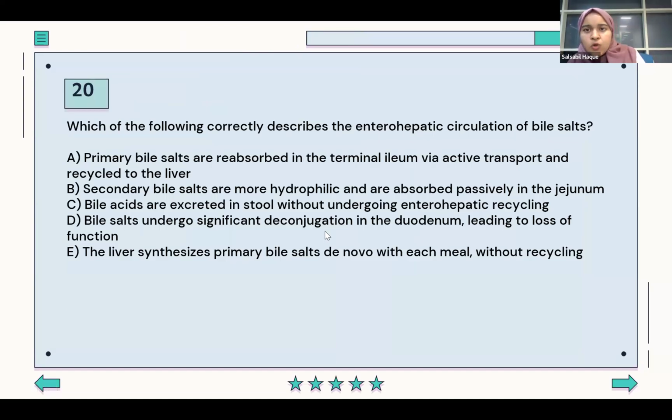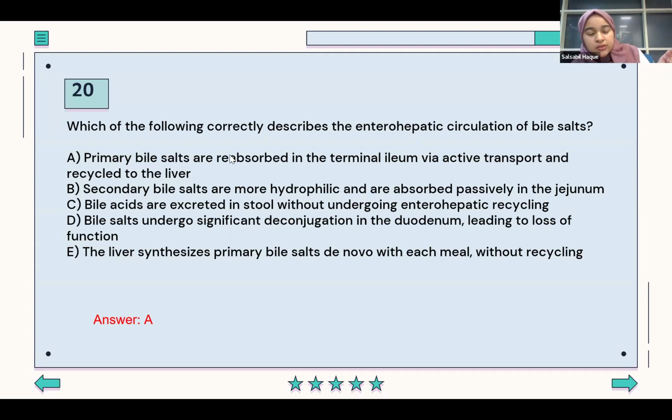We're reaching the end almost. Which of the following correctly describes the enterohepatic circulation of bile salts? Let's see if it is B. Oops, the answer is A. Primary bile salts are reabsorbed in the terminal ileum via active transport and recycled back to the liver.